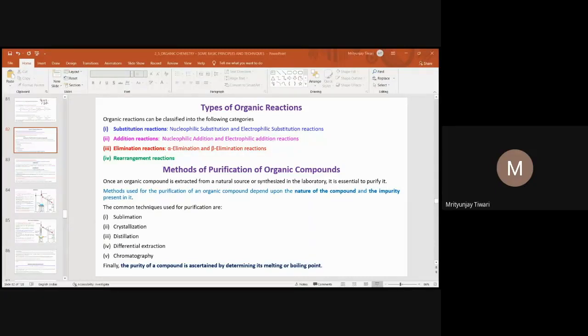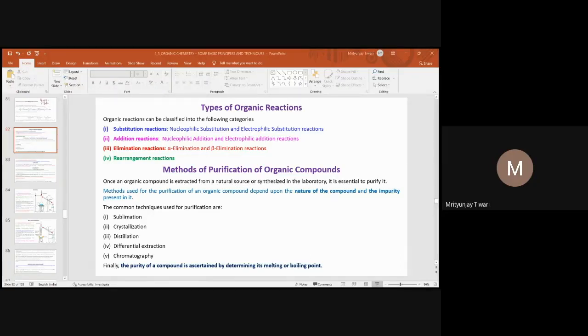The crystallization method is used for organic compounds which exist in the solid state. What happens is we try to crystallize the organic compound from the reaction mixture itself, and if we get pure crystals of the organic compound, we can filter them out, and the impurities will go away. So we get the pure organic compound in the form of crystals, and this we get when the organic compounds exist in the solid state at room temperature.